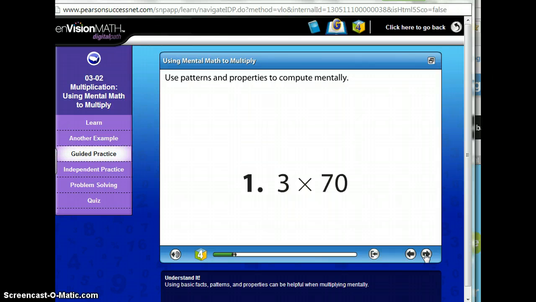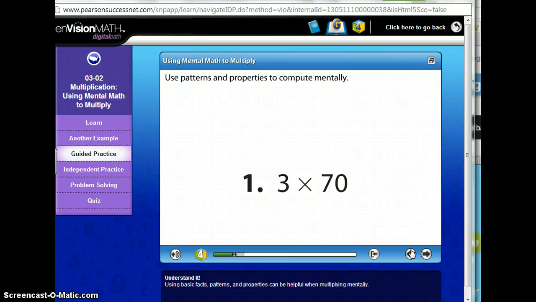Okay, let's try to do some easy ones in our head. Now, 3 times 70. Ignore the 0, and you have a basic math fact. Put the 0 back in your answer, and you have the final answer. Alan? 210. He knew that 3 times 7 was 21. He put a 0 in at the end. How about this one?